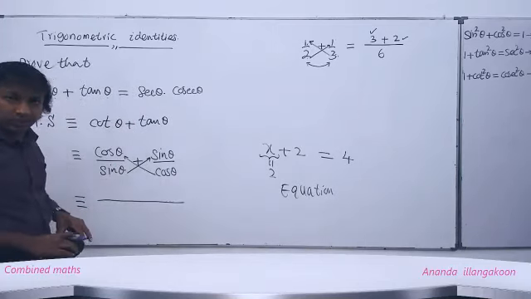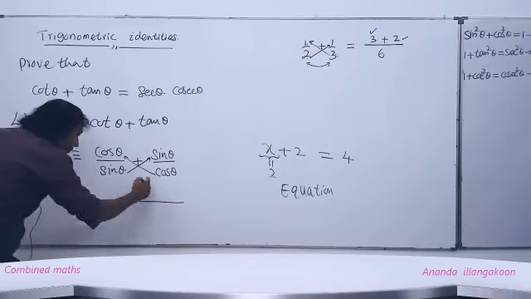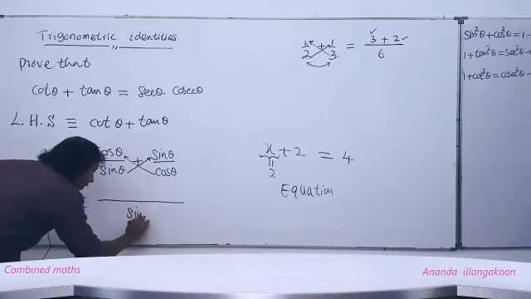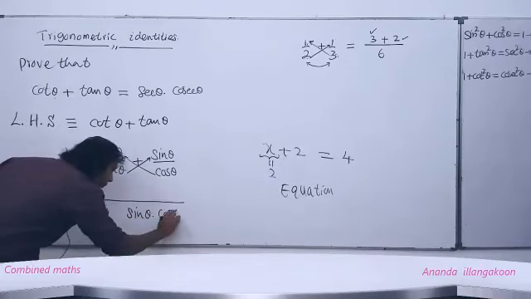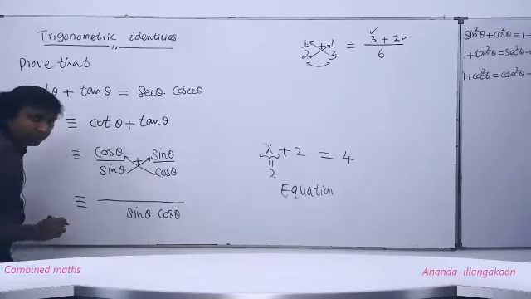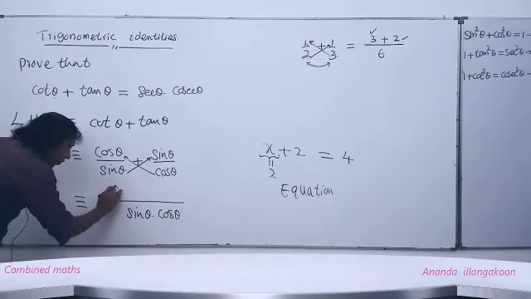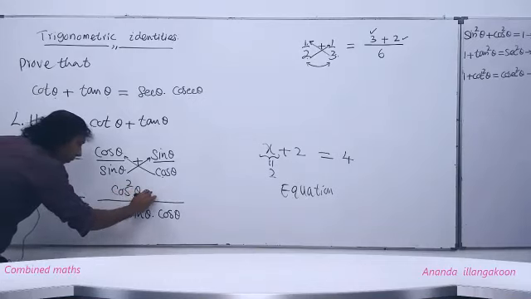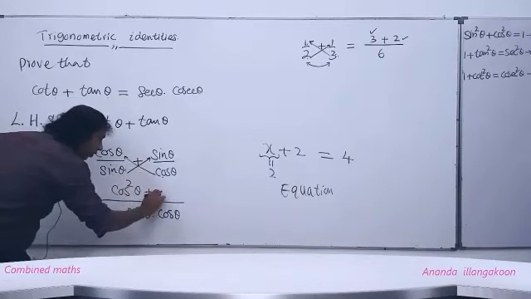Right. So then people here sin theta cos theta product we take as our common denominator. Then this cos theta and this cos theta we multiply. Cos theta into cos theta is people what? Cos square theta. Sin theta into sin theta, sin square theta.